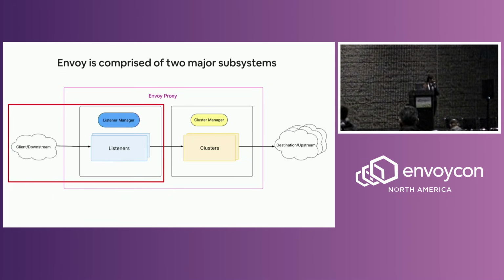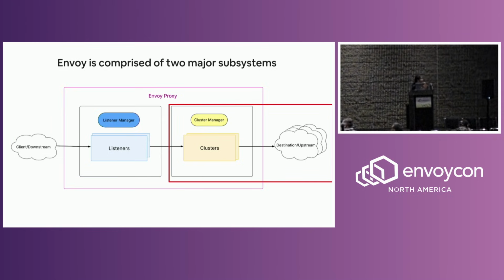The listener subsystem deals with everything related to the downstream. So everything related to how Envoy accepts a connection, maybe performs rate limiting, RBAC, etc., lies within the listener subsystem. You can remember this by remembering that the listener helps Envoy listen to everything coming from the downstream. And next, we have the cluster subsystem, which deals with everything related to the upstream. So if you have heard of terms like load balancing protocols or health checking related to the upstream, everything lies in the cluster subsystem.